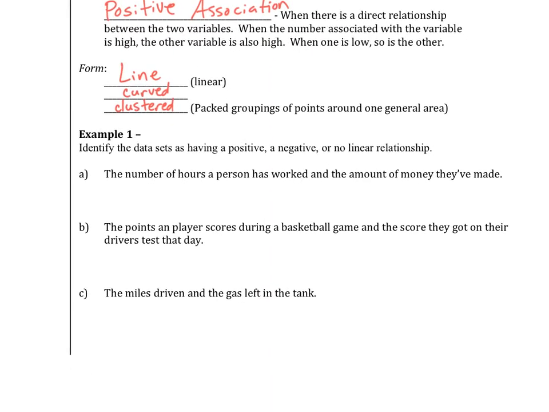So example 1, identify the data sets as having a positive, a negative, or no linear relationship. The number of hours a person has worked and the amount of money they've made. So as the hours go up, is the money going to go up or down? As hours go up, money goes up. So this is positive.